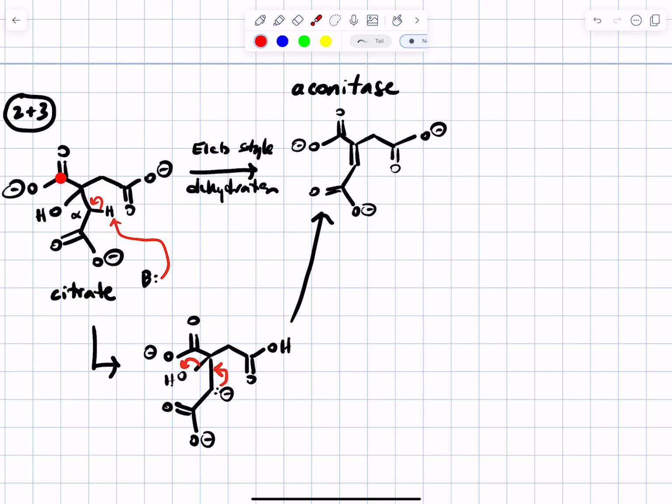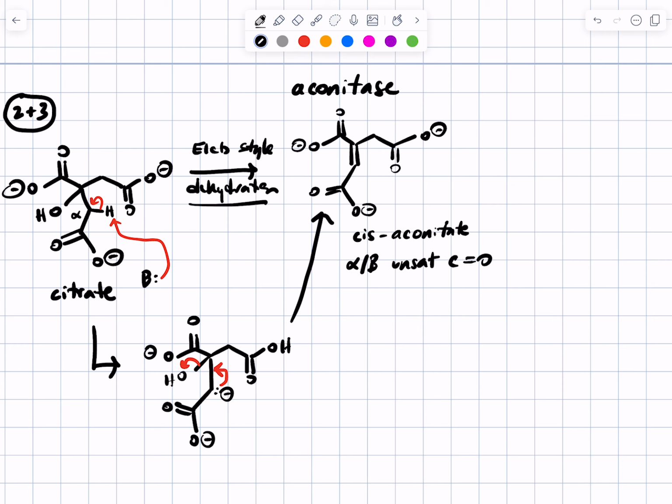Okay, let's count the carbons. 1, 2, 3, 4 that were in the backbone, and 2 here that came from acetyl-CoA. The double bond is here, and this intermediate is called cis aconitate. And that is the alpha beta unsaturated carbonyl compound that is a product of this dehydration step. Okay? Now, our goal was to move the OH group over.